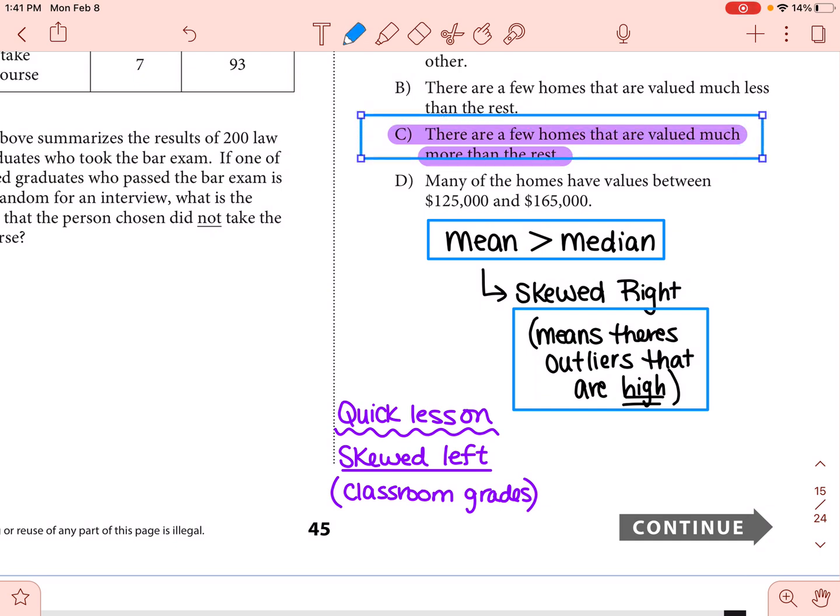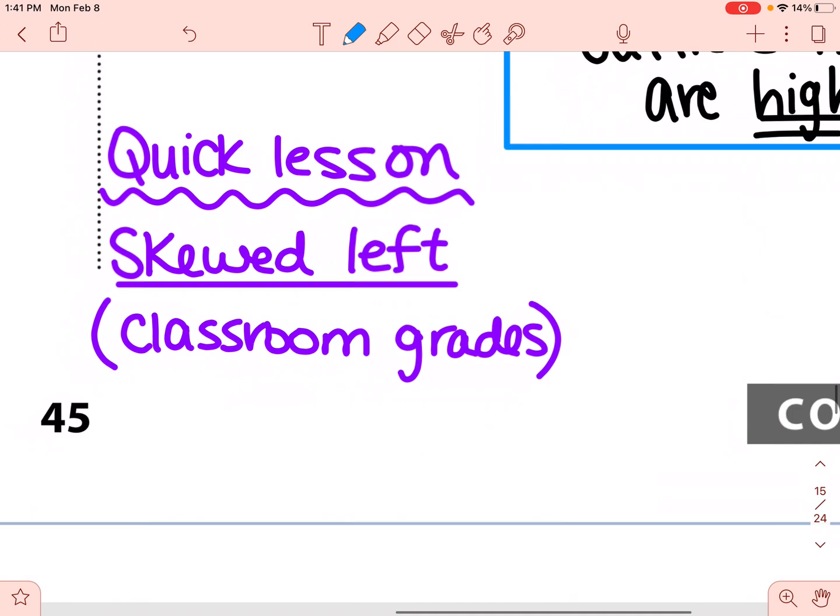But the way that I think about it, I always think back to the classroom, okay? This is how I remember skewed left versus skewed right. I memorized that classroom grades are usually skewed left. And the reason why they're skewed left is because a lot of the times, students will get A's, B's, and maybe C's on tests. But then if you have two kids fail, it takes the average and it moves it down. It moves it down a lot. So that's when the mean is smaller than the median.